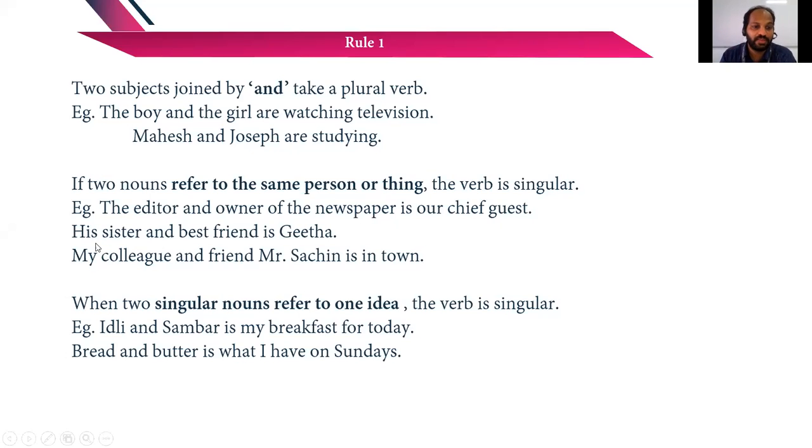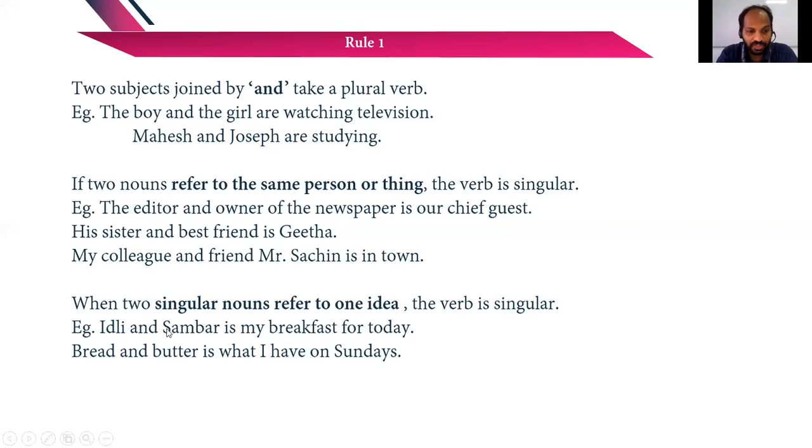Second example: his sister and best friend is Geeta. Again it refers to the same person. Geeta is his sister and our best friend as well. So his sister and best friend is Geeta. My colleague and friend Mr. Sachin is in town. It is again referring to the same person, my colleague and friend, Mr. Sachin, is in town. Here, even though we are joining these two with and, since it refers to the same person, we are using a singular verb.